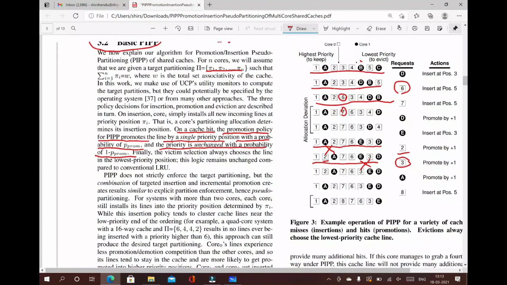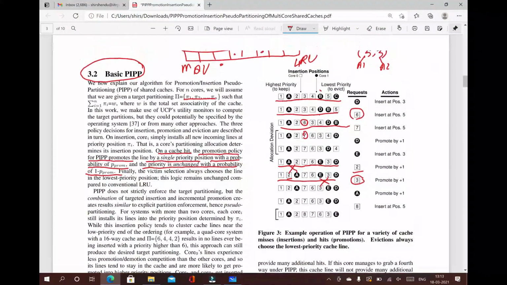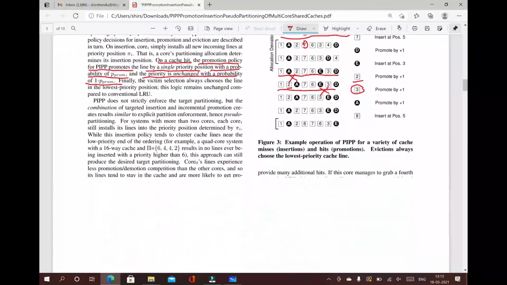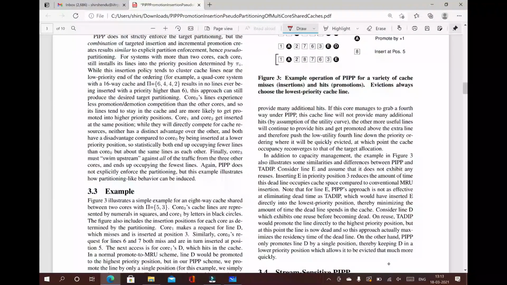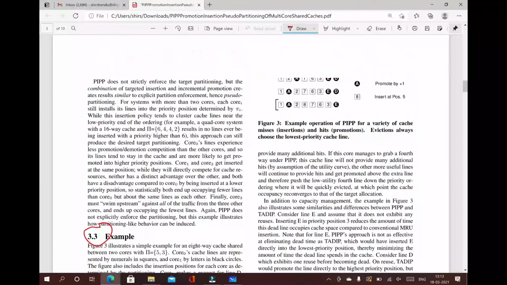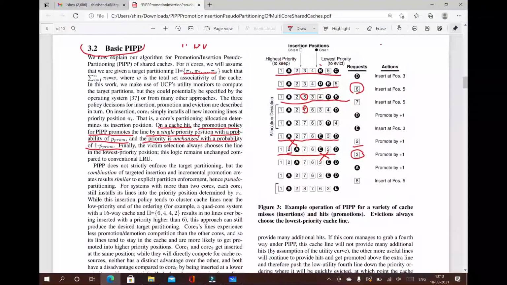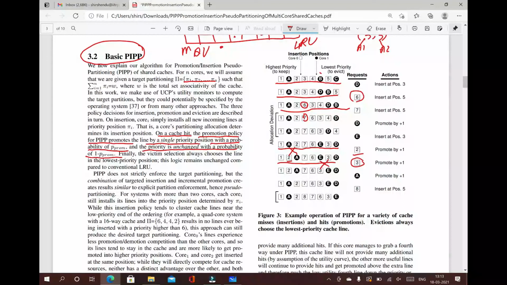So what I'm advising you is to try to understand this example by yourself, and this detailed example is also explained here in section 3.3. It is the complete example that I'm showing here. It is explained in more detail, so read it properly.